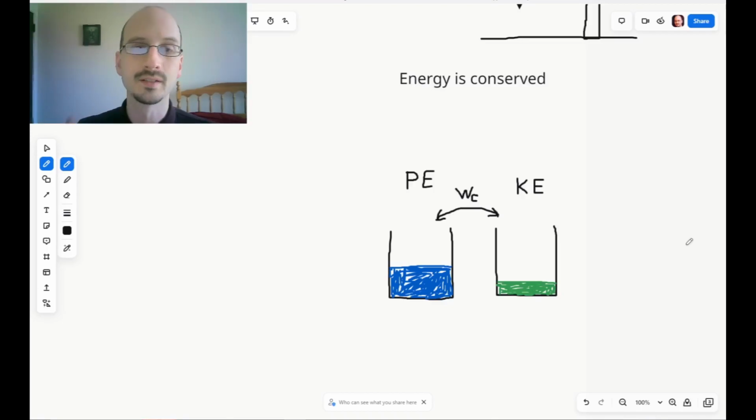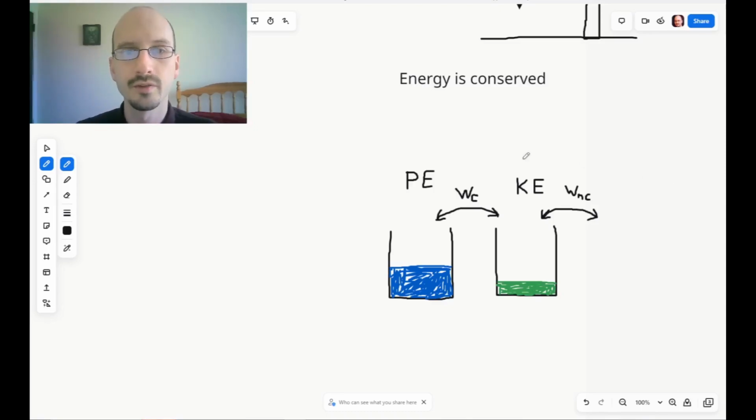Now, of course, an object doesn't always keep the same amount of energy for itself. It sometimes takes energy from its surroundings or gives energy back to its surroundings. And that is called non-conservative work. So drawing the arrow here, work, non-conservative. So energy itself is never created or destroyed. It's only converted between forms and between objects. And when it's converted, we call that work. When it's converted between forms, we call it conservative work. And when it's converted between objects, we call it non-conservative work.